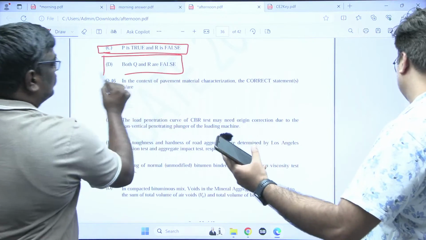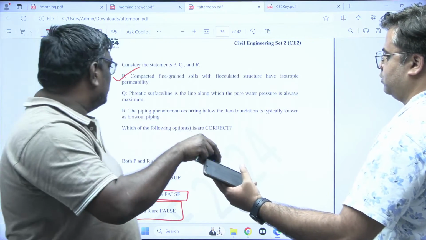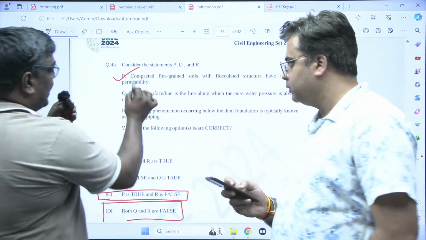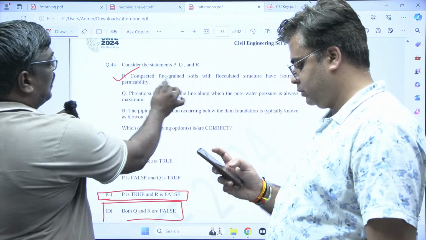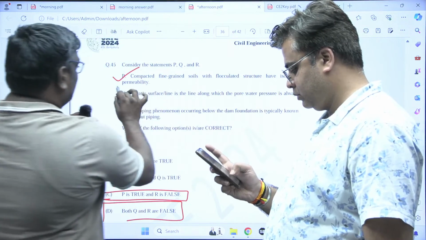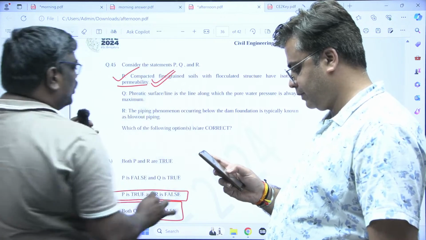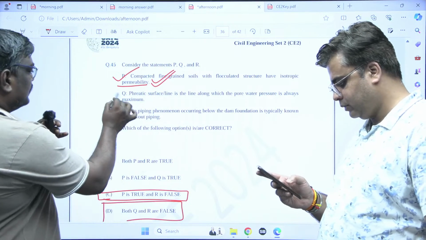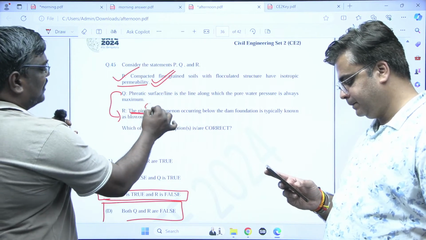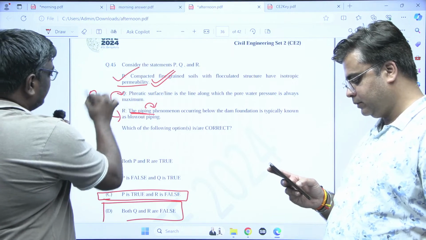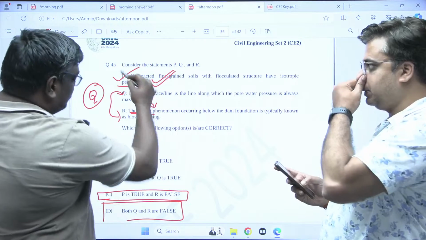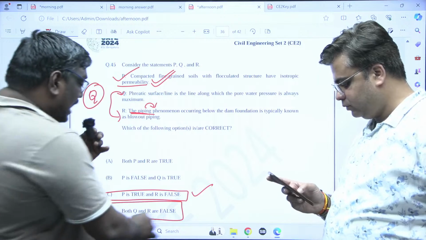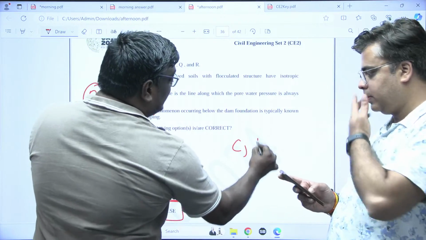There are so many questions asked by the students. Here you might be facing the issue. Some people have asked whether D is right. Compacted fine grain soils with flocculated structure has isotropic permeability. This is absolutely true. At the phreatic surface line, the pore water pressure will be zero. If you see these two conditions, actually it is piping they have given, it should be quicksand. So Q and R statements are false, but P is true. So option C says P is true, and Q and R are false. So here options C and D are correct.